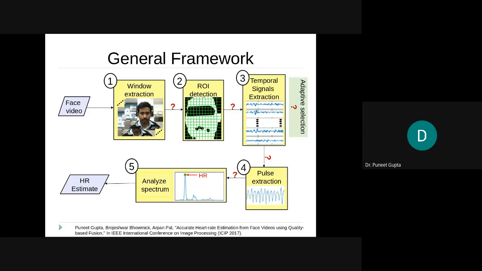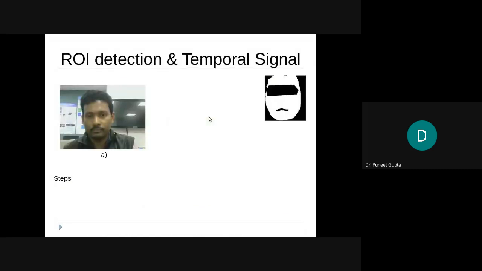So now let's look at each of the steps one by one. Our first step is ROI detection and then temporal signal extraction. So here it is. This is my first frame. Using this first frame, I want to extract this kind of mask. Wherever we have white, it says yes, kindly consider this area. If you have black, don't consider it.